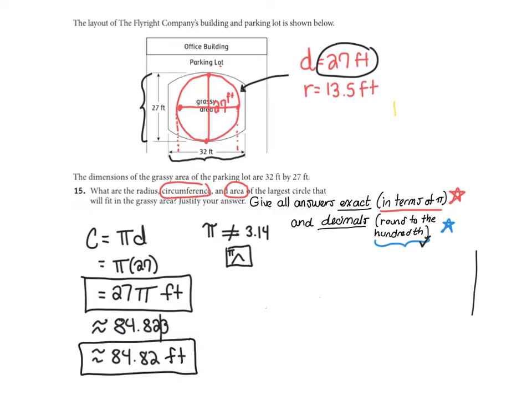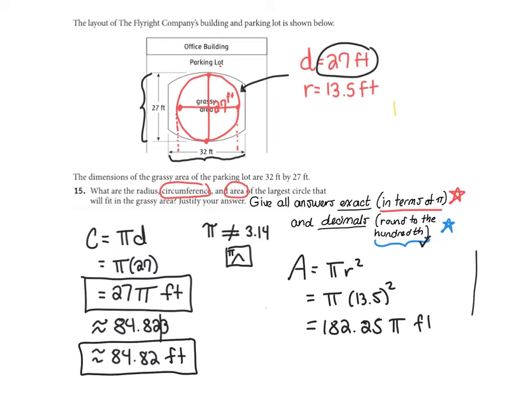Okay, so for each one of these problems today, we're going to give the answer, in most cases, in both of these formats. The second part of the problem was to find the area. Area, remember, is pi r squared. This time we're using the radius of 13.5, and we're squaring that. If we square 13.5 in your calculator, you're going to get 182.25 pi. Again, always put the number before the pi.